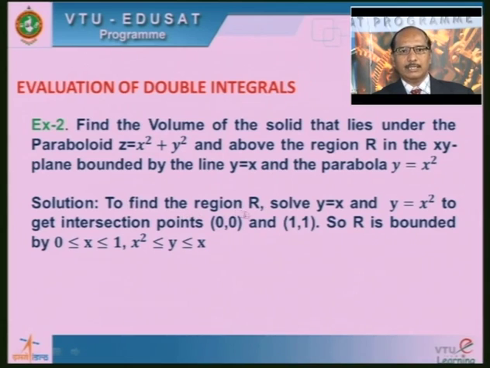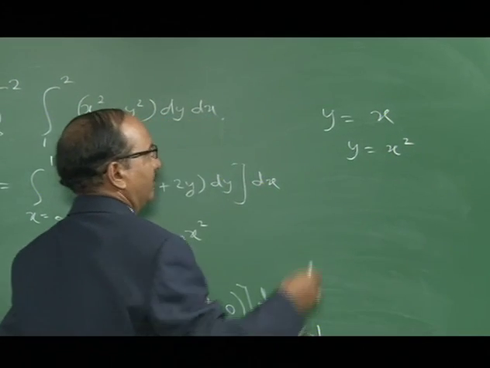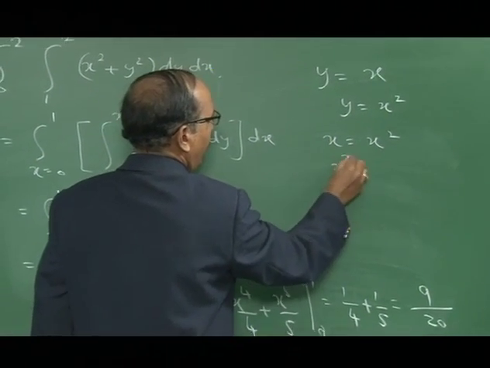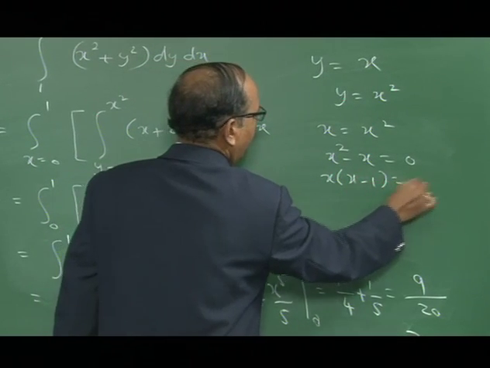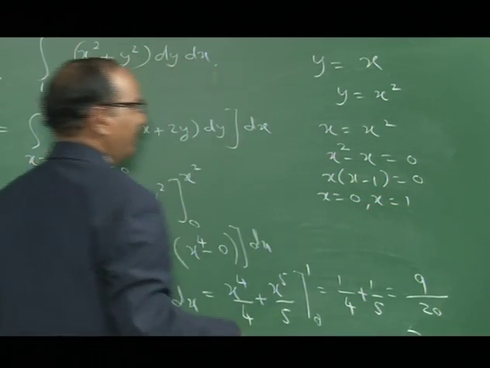To find the region R, solve these two equations, y is equal to x and y equal to x square, to get the points of intersection. Substitute one into the other, you will get x is equal to x square, or x square minus x equal to 0, or x into x minus 1 is equal to 0. That means x equal to 0 and x equal to 1. These are the x limits.